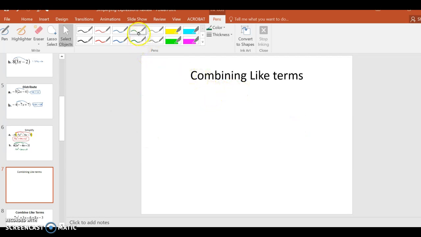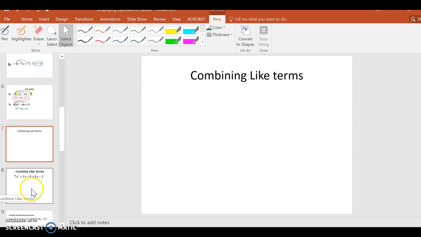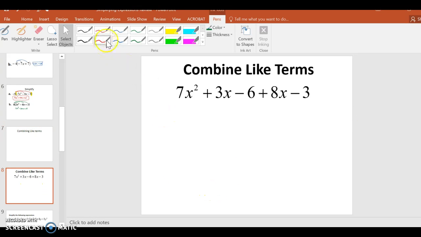So combining like terms, remember, you add or subtract the coefficients of all the terms with identical variable expressions. So in this first example here, I look and I start with the x squareds. Are there any other x squareds in this example? No. So then I move on to the x's. What can be combined with the 3x? The positive 8x. Those are like terms. And then finally, negative 6 and negative 3 are like terms.